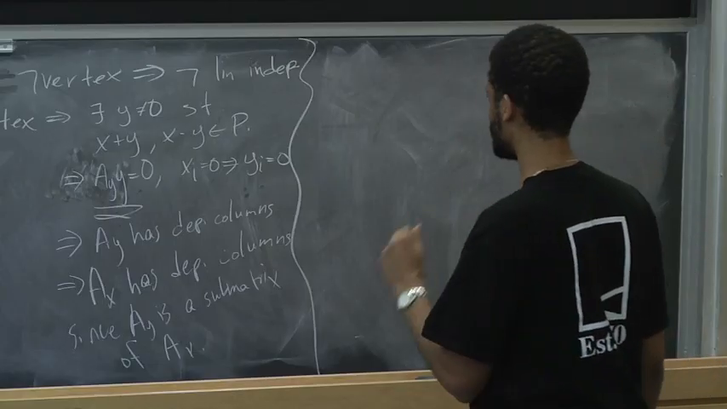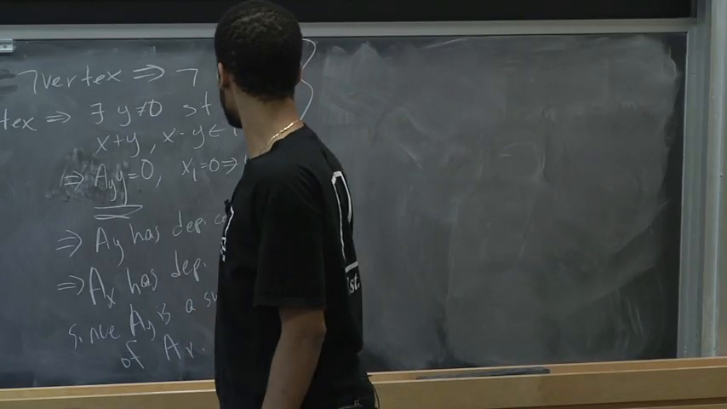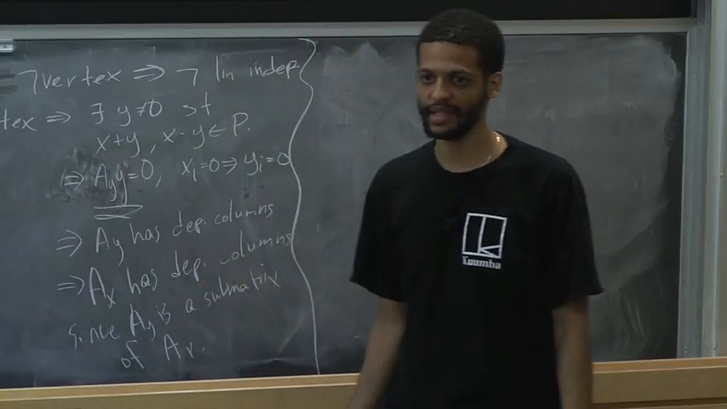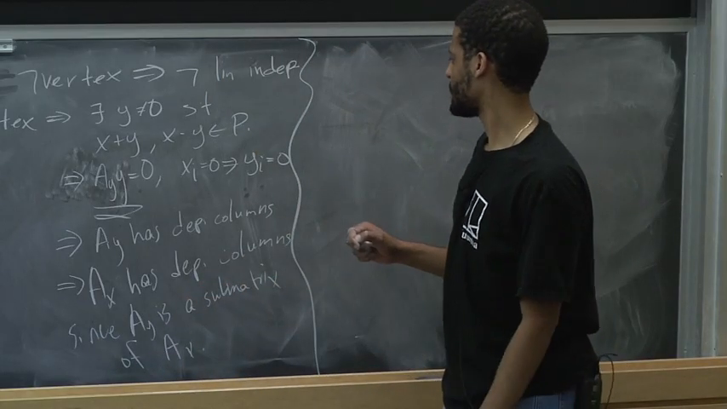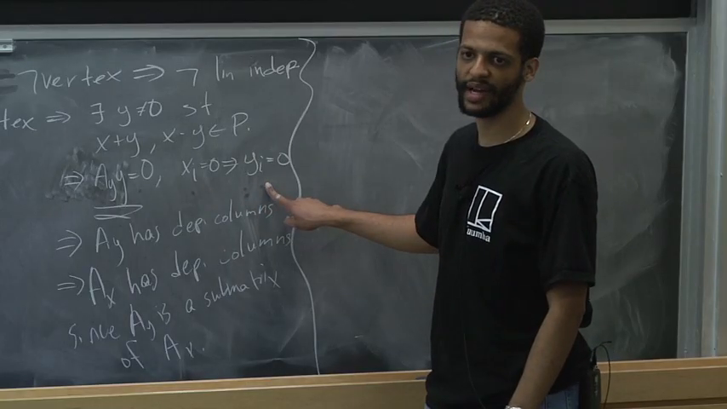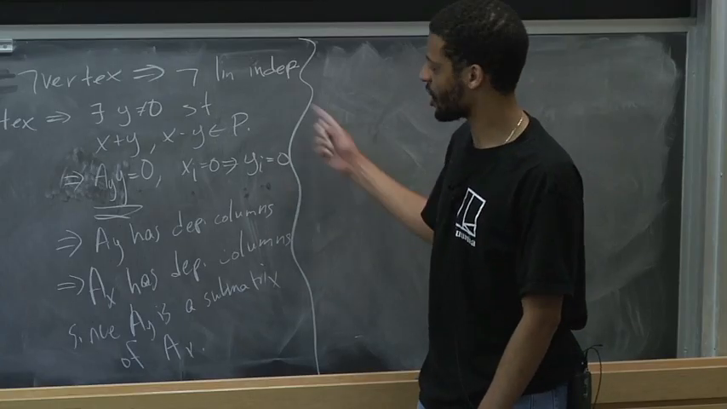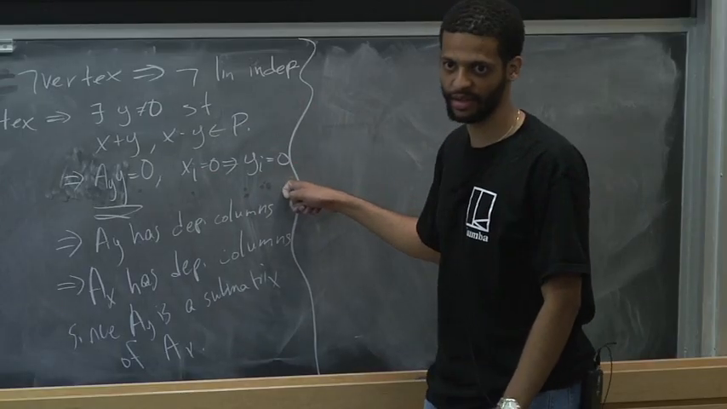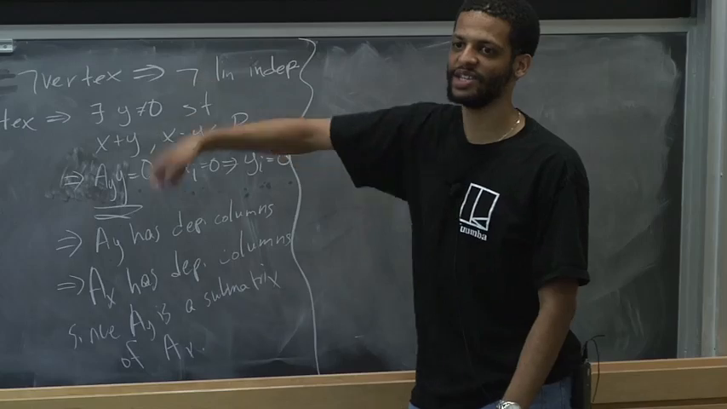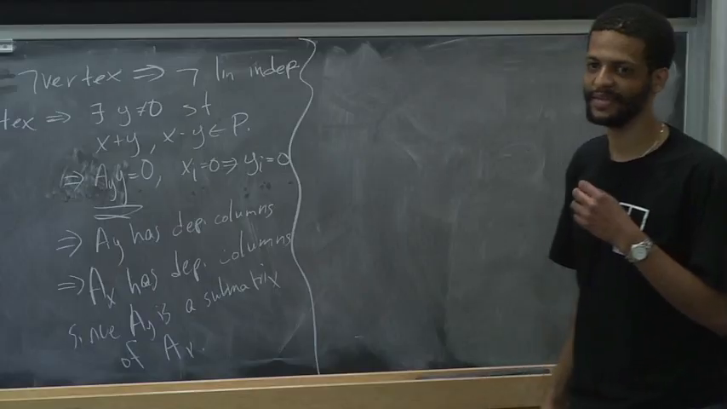I don't think so, because no, fewer y's can be 0, right? If xi is 0, that implies yi is 0, which means the contrapositive, if yi is not 0, that implies xi is not 0. Yeah, okay. Okay, good.